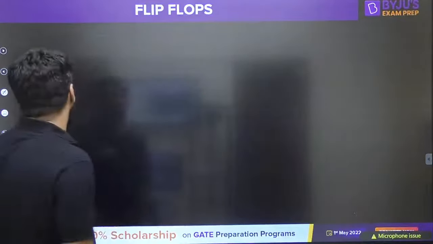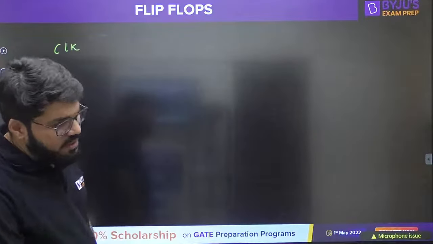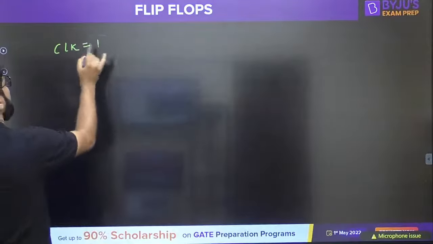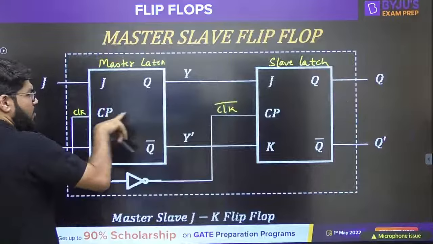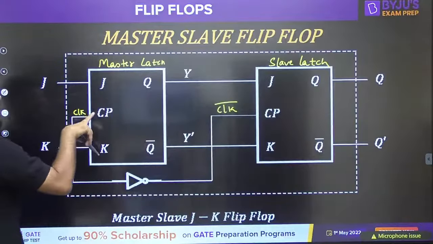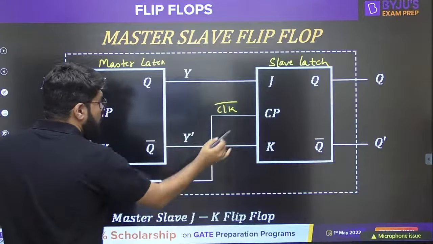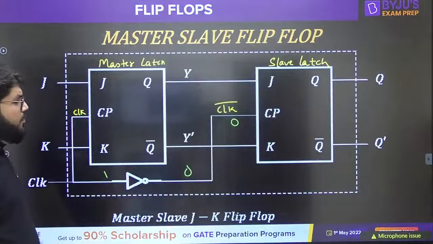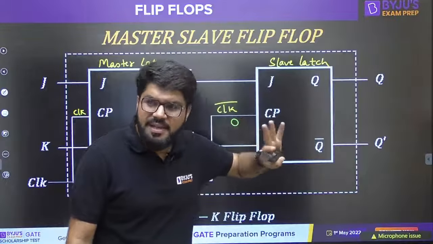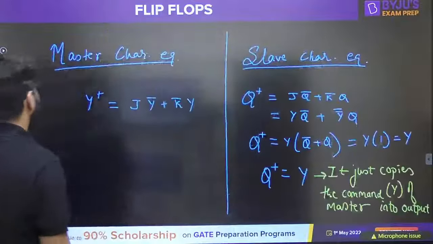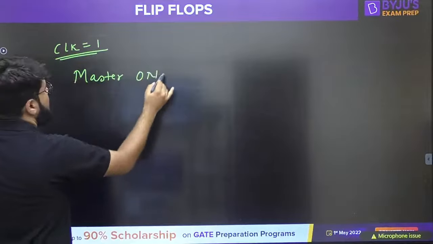Right. Now based on this, let us continue our understanding. Suppose that the clock is at level 1. Whenever the clock is at level 1, level triggered devices, the master is on, but if the clock is at 1, the clock bar is 0. And because the clock bar is 0, the second JK latch is off. Individually the latch is a level triggered device. Now the slave is off. So the master is on, right?